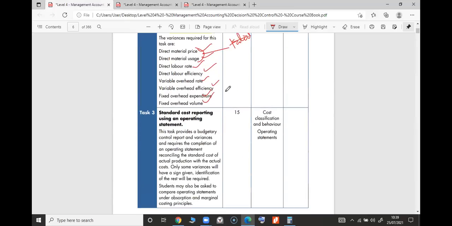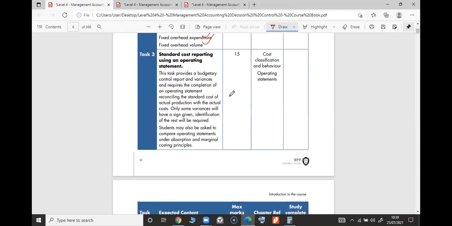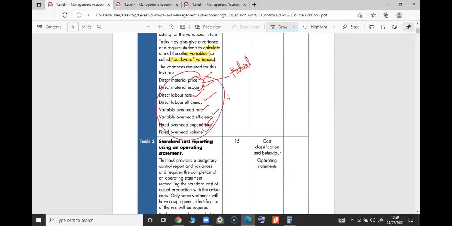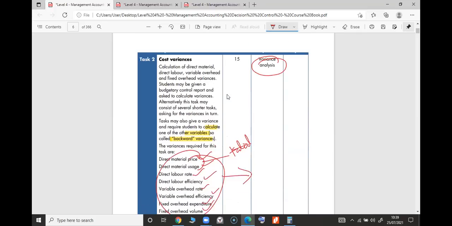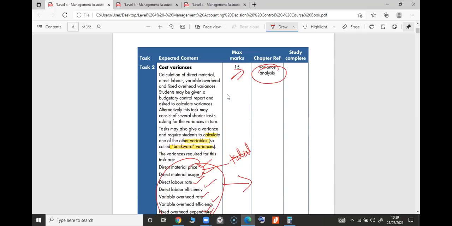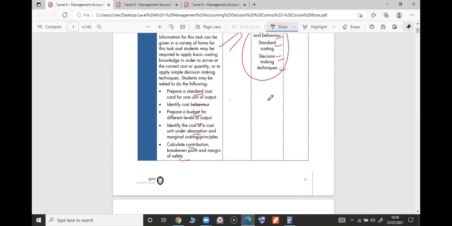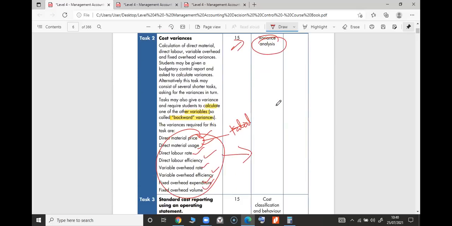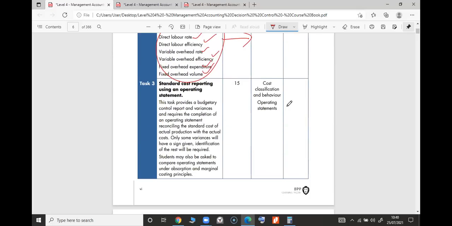Moving to task number 3. Cost classification. Again, going to be easy. If you remember the formulas of your variance, life is easy. If you don't remember them, this 15 marks is difficult for you in variance analysis. And also the other one. Many formulas are there. Later on, formulas are going to come up. Task number 3.